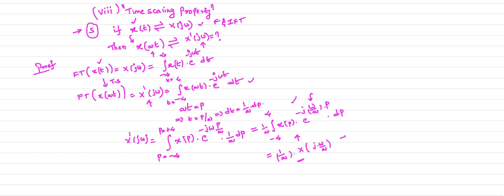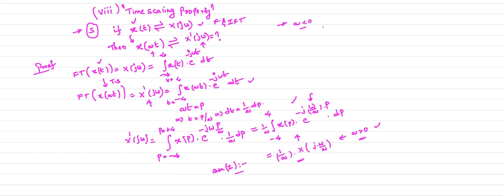So this is true for a greater than 0. Whenever a is greater than 0, this is true. Suppose a is less than 0. This is case 1. In case 1, I considered a greater than 0, and I got this expression, which is 1 by a times X of j omega by a.